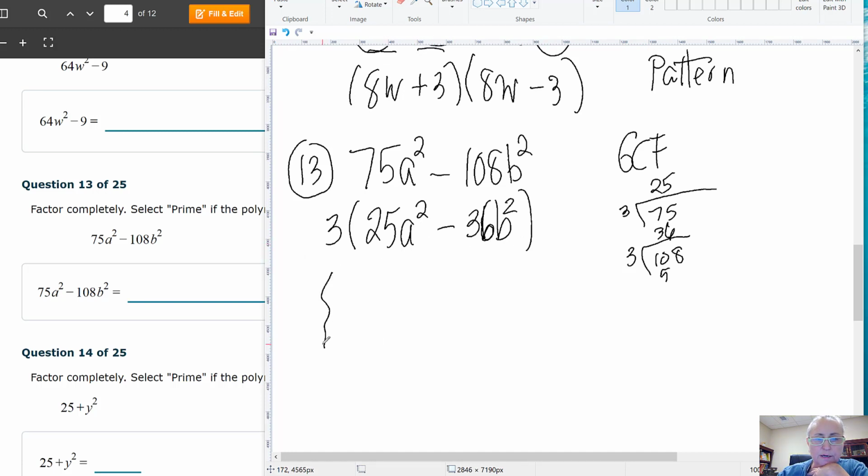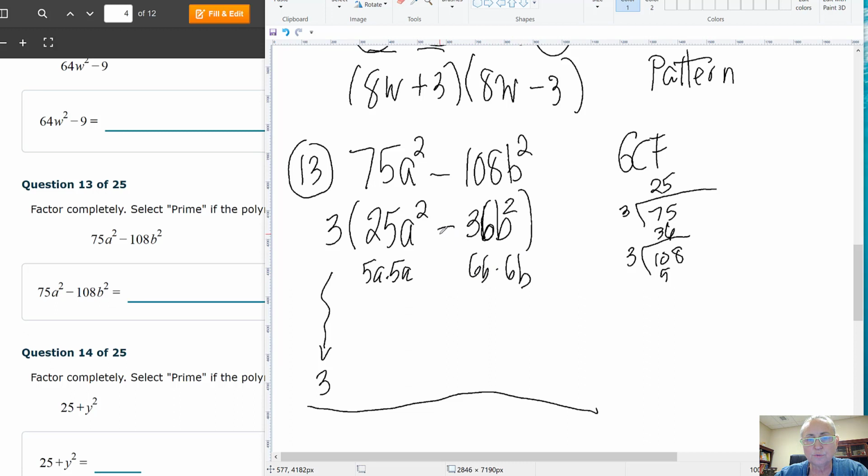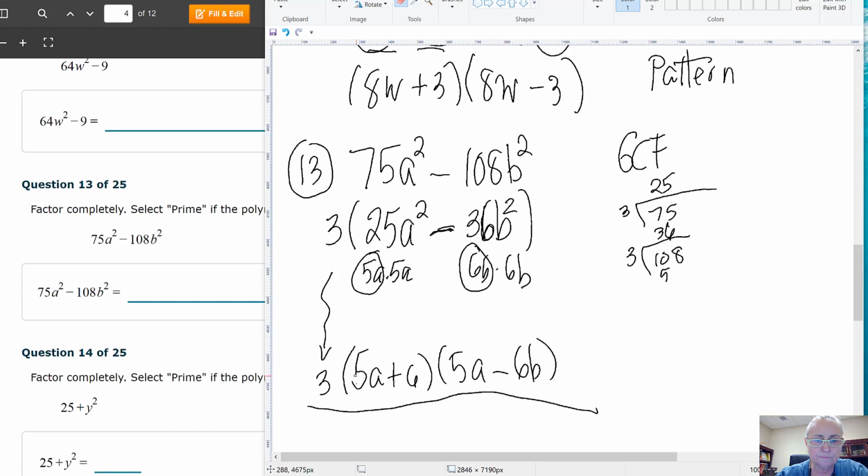squares. My common factor is going to go down here to my answer so I don't forget it. This is 5a times 5a. This is 6b times 6b. So it fits the pattern for the difference of squares, one of each with a plus. Whoops, let me do that right. 5a plus 6b. And 5a minus 6b. Okay?